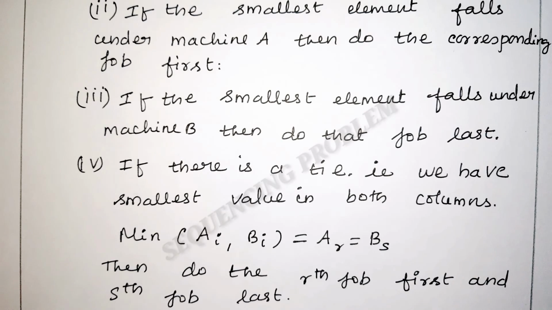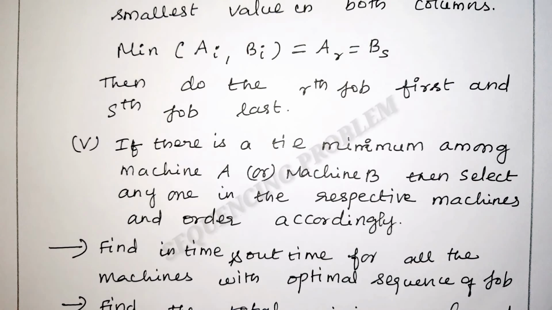If there is a tie, that is we have the smallest value in both columns, you have to do the job that falls under machine 1 first and do the job that falls under the second machine at last. If there is a tie for the minimum among the first machine or the second machine, you have to select any one in the respective machines and order accordingly.